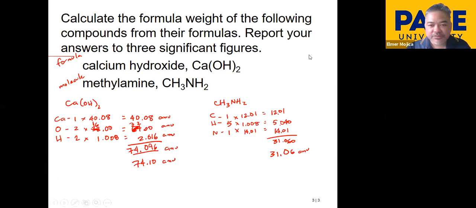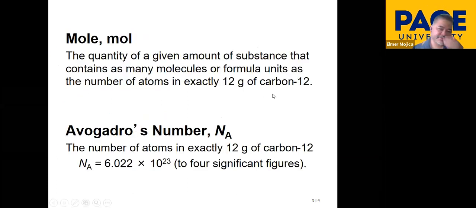Okay. Now, why do you need to get this what we call formula weight? Okay, because it's central to the concept that you're going to learn here. Okay, this is the so-called mole concept.